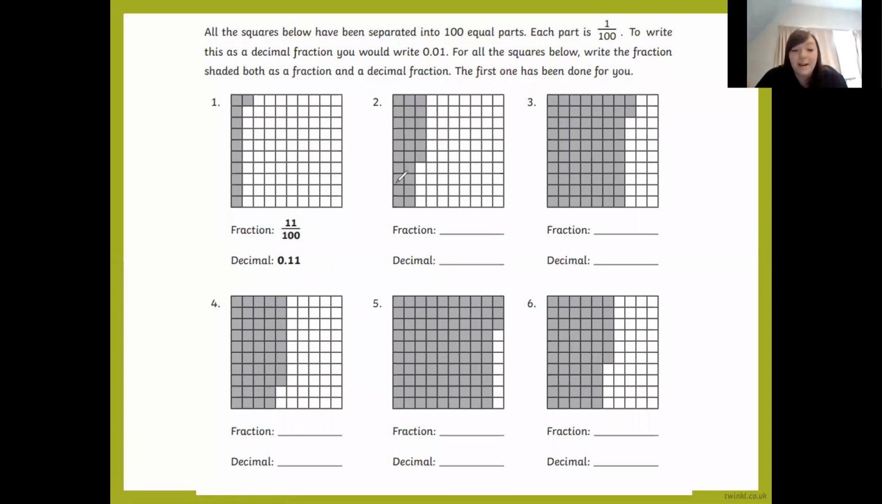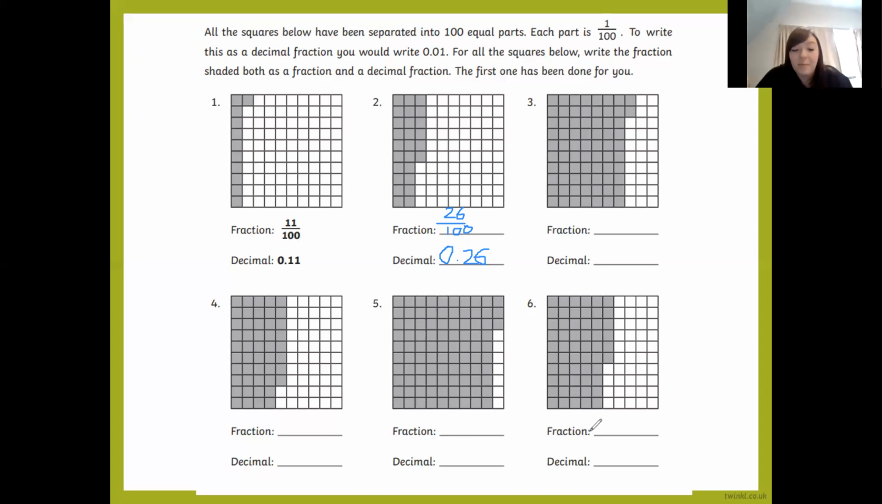Count how many are shaded in. So pause the video now and count how many are shaded in. Good. You should have 26 out of 100. Now, to write that as a decimal, you could use your place value grid and put it into your place value grid. And that is 0.26. So your 26 is going after your decimal point.